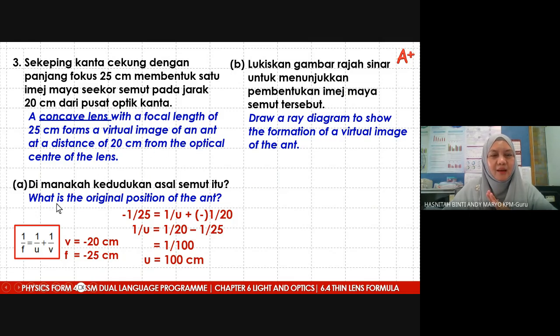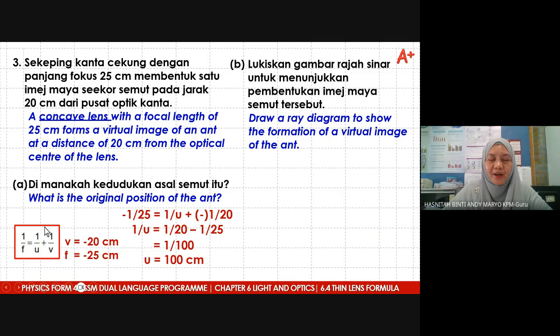So see, V is negative 20 since it is virtual, and F is negative 25 since this is a concave lens. So the question asks, what is the original position of the end? Which means we are looking for the object distance. Okay, so how to find the object distance?